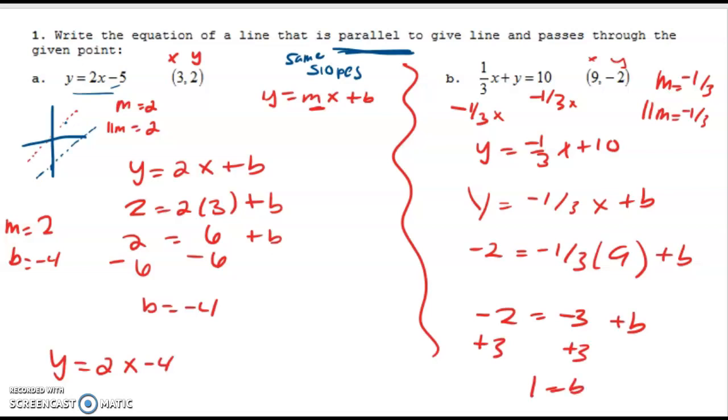And then your last thing is you've got a new slope, you've got your b, so y equals -1/3x plus 1. Sorry. Okay, I hope that makes better sense.